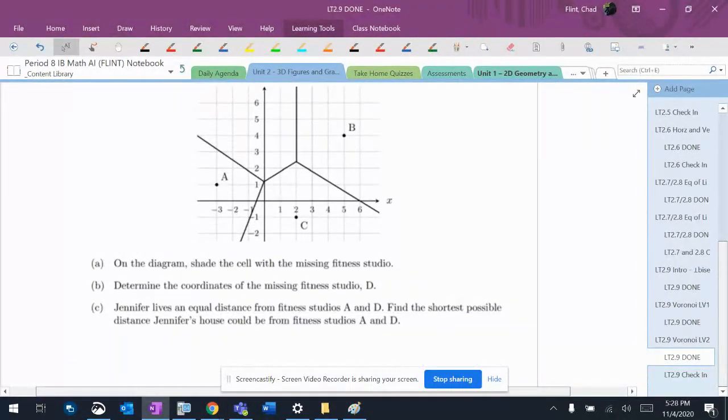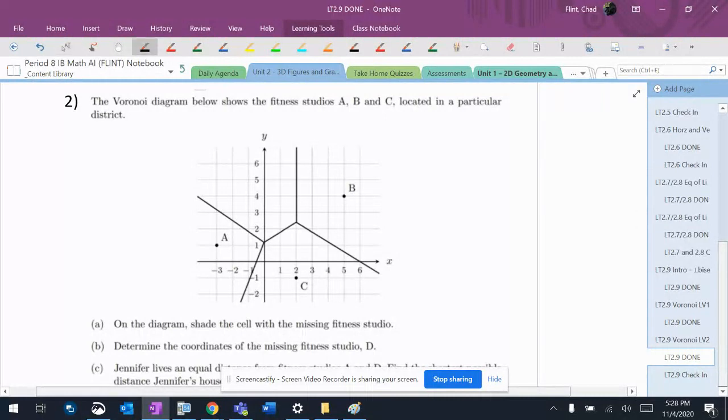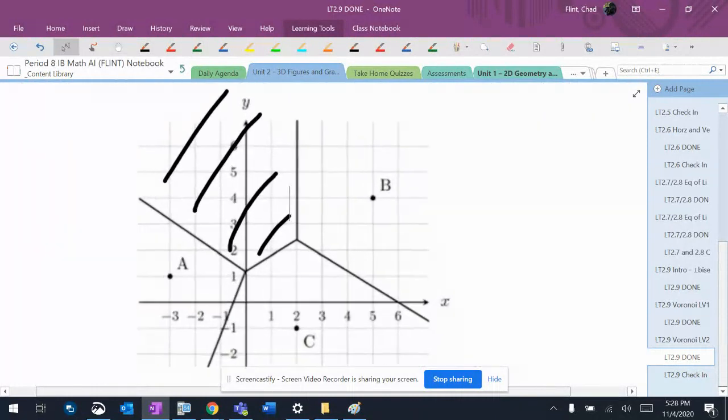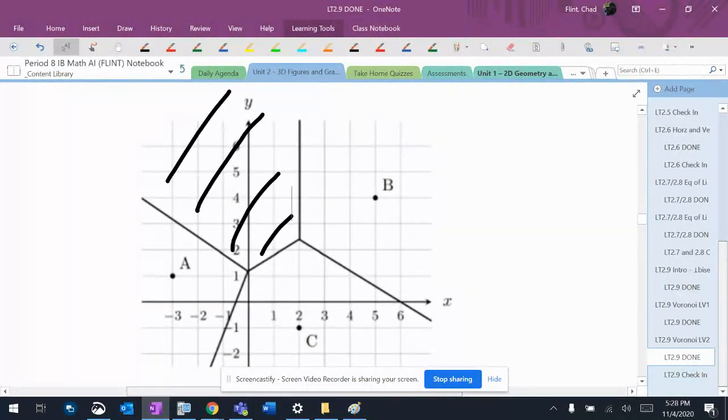So it says on the diagram, shade the cell of the missing fitness studio. All right, so I'm just going to put in some lines like that. Then it says determine the coordinates of the missing fitness studio. Now, again, usually when you get one of these, it's going to be a horizontal or vertical line. So I can do this with any of the points because they each have a perpendicular bisector. If I color code these, that perpendicular bisector goes with A, that one and that one go with C with the new point that I've got to find, and B and this one go together.